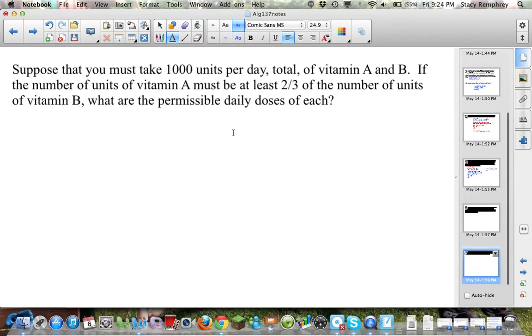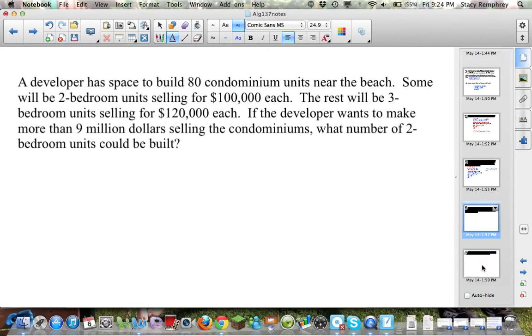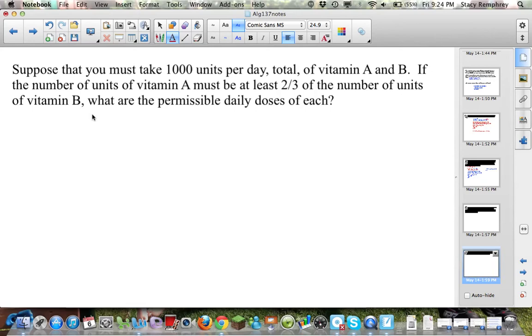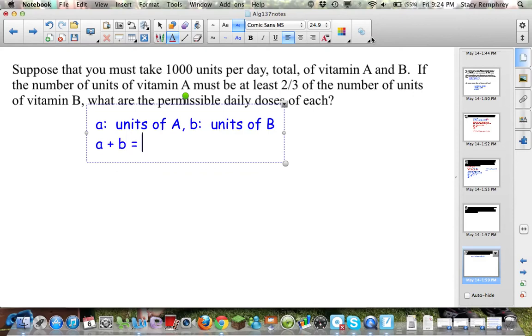And the last piece, I'm going to skip that one. Some of you have that. I'm skipping this. That's the same idea. This one's a little different. So I have to take 1,000 units per day total of vitamin A and B. And again, it could be 500, 500, 200, 800. There's a lot of variation.